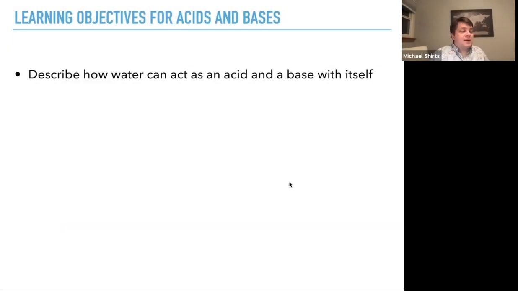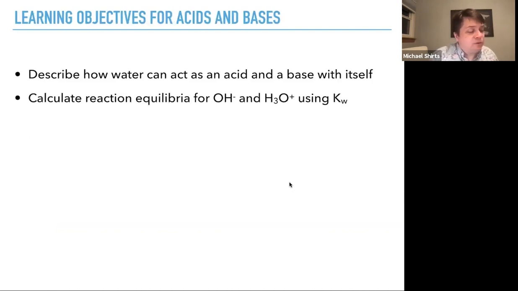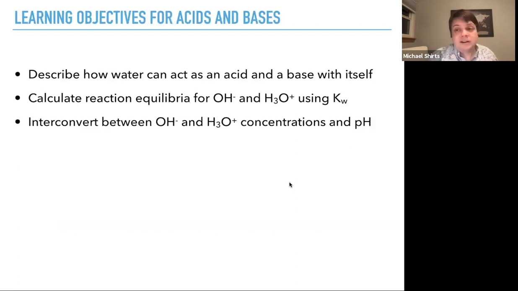So we'll be talking about how water can act as an acid or a base with itself. That's the first step in order to quantify exactly what it means to be a strong acid or a strong base, and calculate reaction equilibria for OH minus and H3O plus using the equilibrium constant there, which in general we talk about as Kc, but for this particular reaction, we call it Kw, because a special reaction gets a special label. We'll interconvert between OH minus and hydronium concentrations and pH as well.